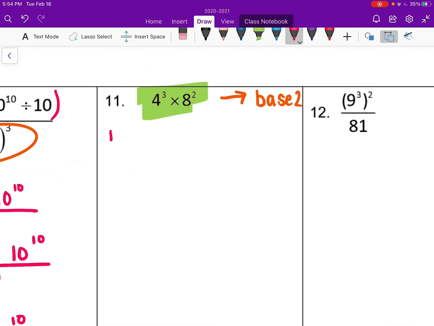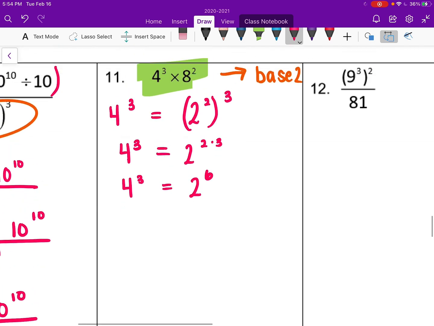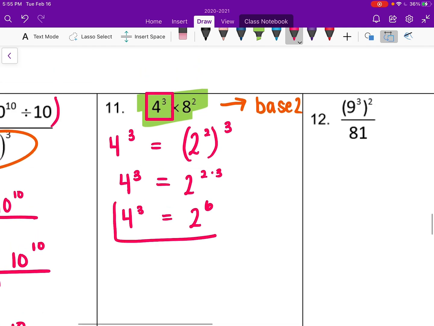So 4 cubed equals 2 squared, because 2 squared is 4, to the power of 3. So let's just write that. 4 cubed equals 2 squared, which is 4, to the power of 3, and it's a power to a power, so we're going to do 2 times 3. 4 cubed is the same thing as saying 2 to the power of 6, right? So we've dealt with the 4 cubed. 4 cubed is 2 to the power of 6.